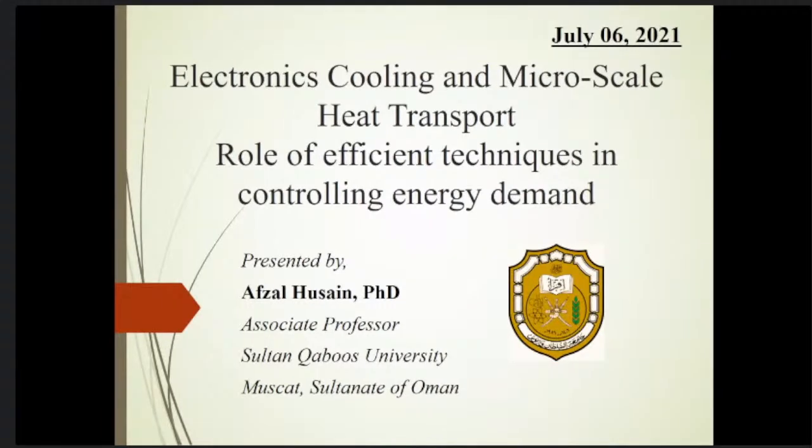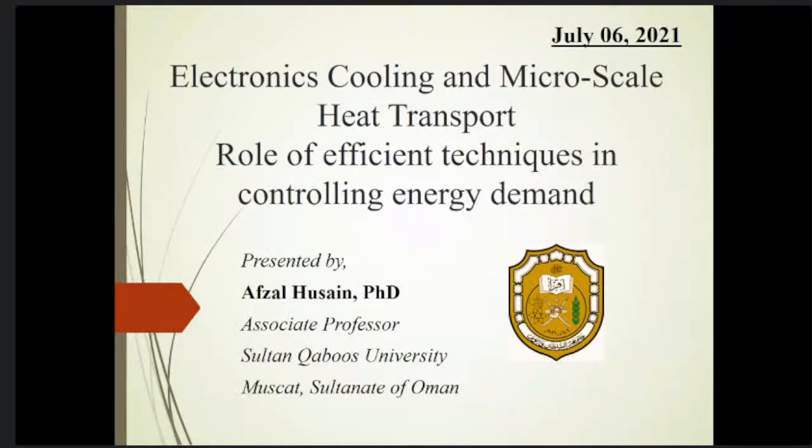As per my part, I'm planning to give some highlight on electronic cooling and heat transport at the micro scale. We will try to see what its role is in minimizing the energy demand. That basically lessens the load on the conventional energy production techniques, and can lead towards sustainable development. Most of the focus of my talk is on electronic cooling, and how we can make more efficient electronic cooling.